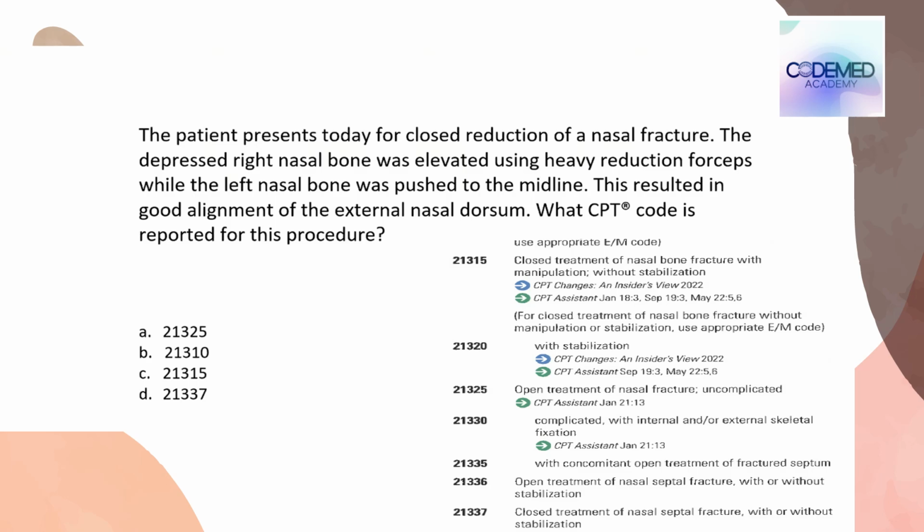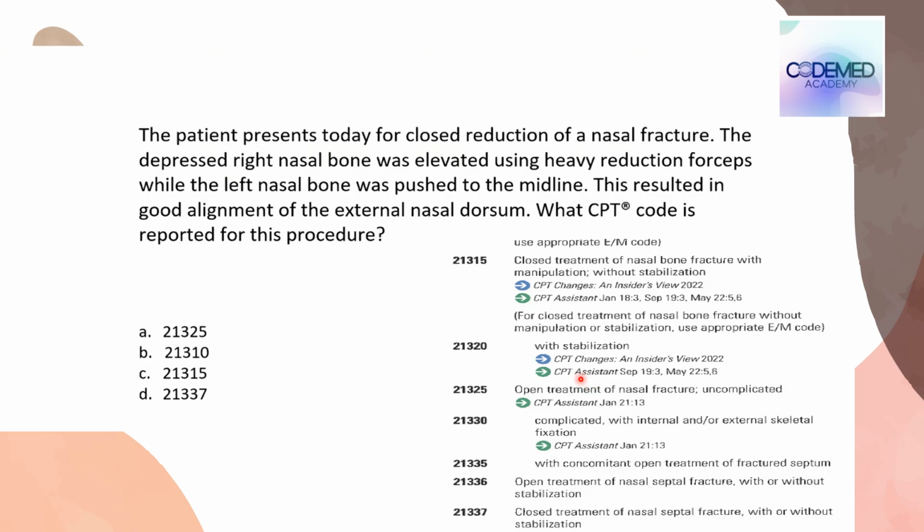What is the kind of fracture here? So we need to underline the important word. So this is the closed reduction of the nasal fracture. If we see the code in that, 21336 is the code for the open treatment, and 21325 is also for the open treatment.